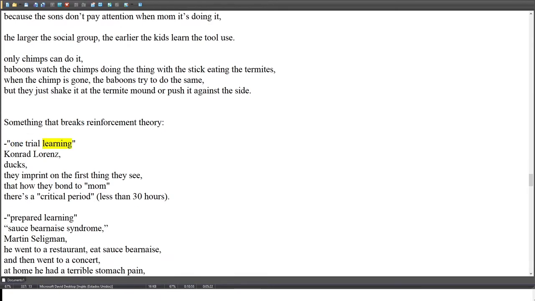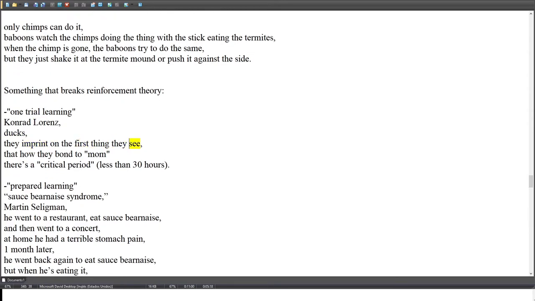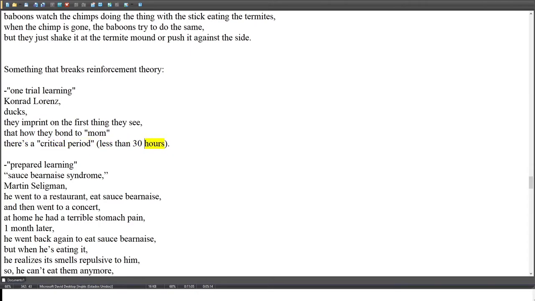One-trial learning. Konrad Lorenz. Ducks imprint on the first thing they see. That's how they bond to mom. There's a critical period, less than 30 hours.